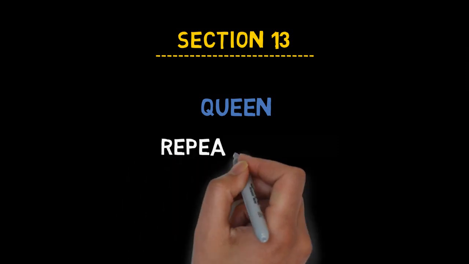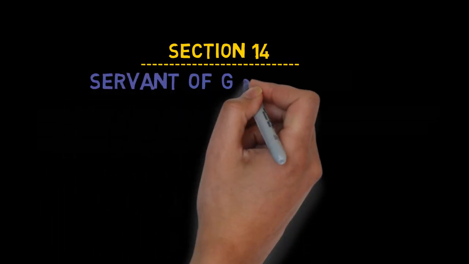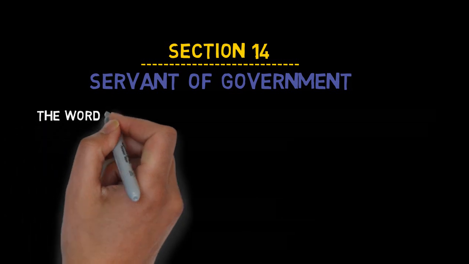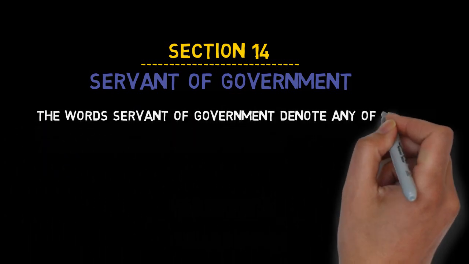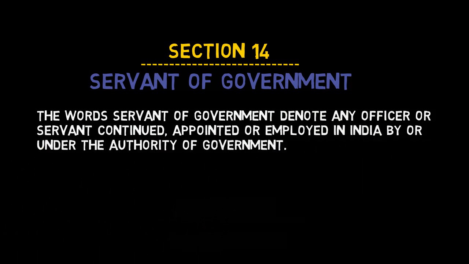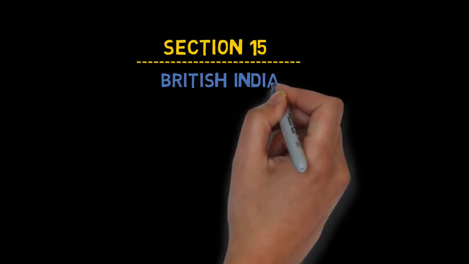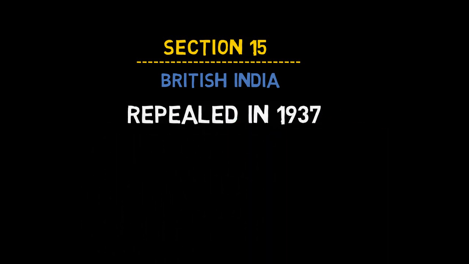Moving to Section 13, which defined the word queen, which was later repealed in 1950. And Section 14, which defines the term servant of government. According to Section 14, the words servant of government denote any officer or servant continued, appointed or employed in India by or under the authority of government. Last, Section 15, which defined the word British India, which was also repealed in 1937. So in this video, we have seen some of the definitions under IPC.